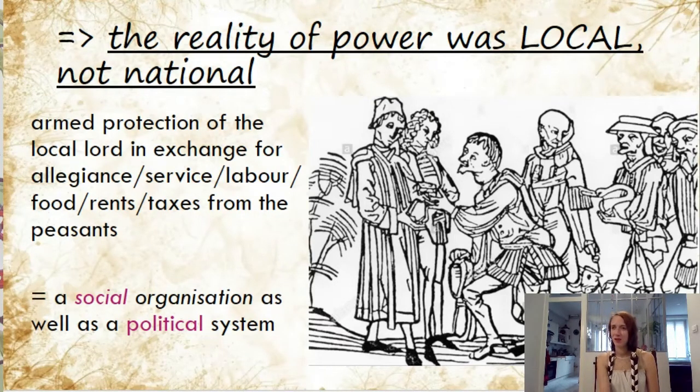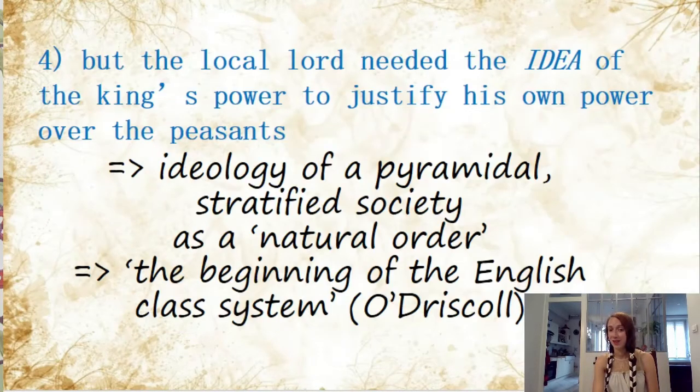What does it mean? Maybe you're thinking, oh, what's going on there? What it means is that there was armed protection of the local lord in exchange for allegiance, in exchange for service, in exchange for labor, in exchange for food or rents or taxes from the peasants. So basically what we have is a system that is a social organization as much as a political system. So when we talk about feudalism, we do not simply refer to a political organization, but a social system that relied a lot on local levels, on the local scale.